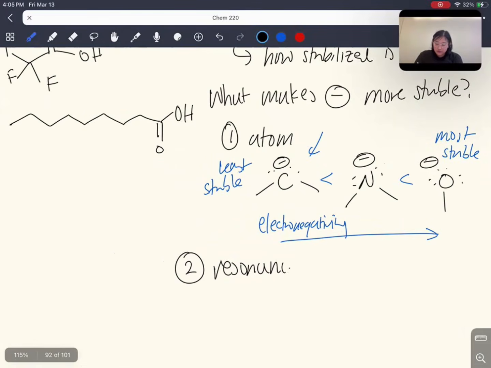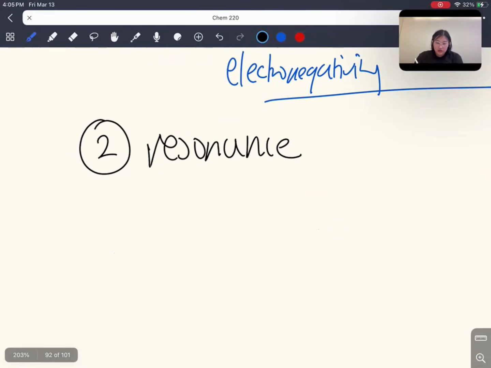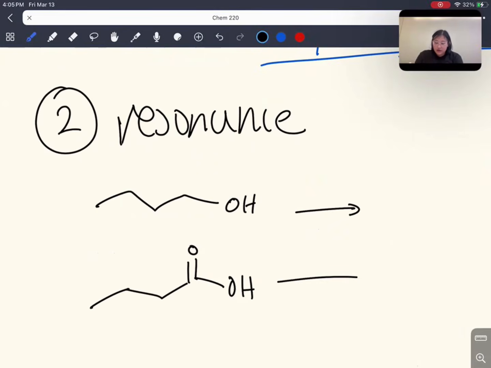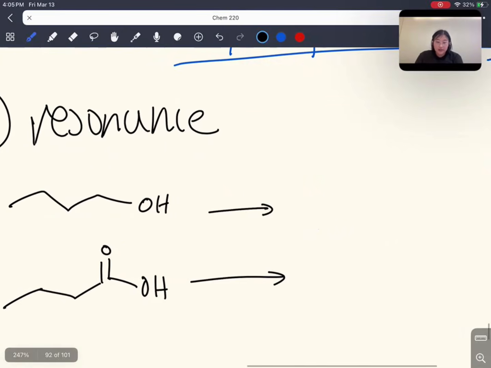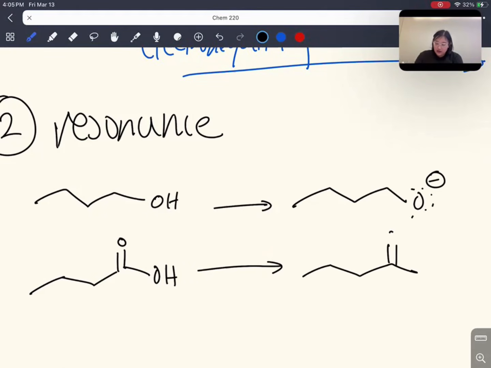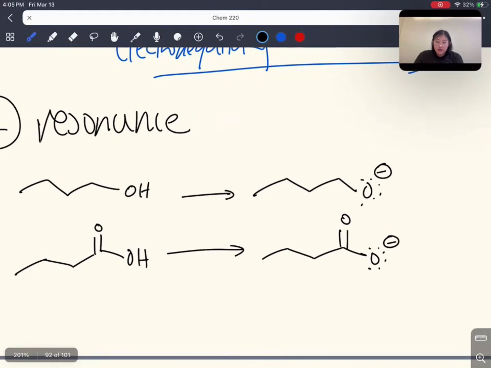Okay. So to do this, I'm going to demonstrate two different molecules: an alcohol versus a carboxylic acid. Now I'm going to deprotonate these because I'm trying to look at their acidic form, right? So when I deprotonate these, I get O minus, and then I get a carboxylate ion, right?